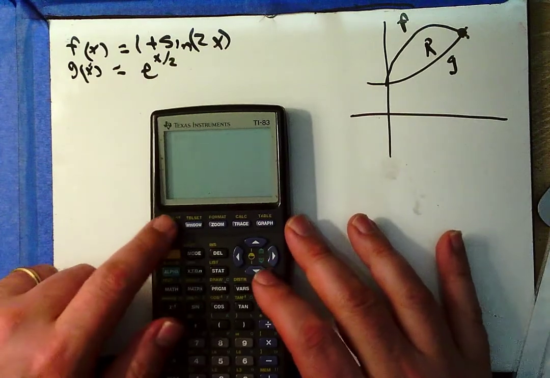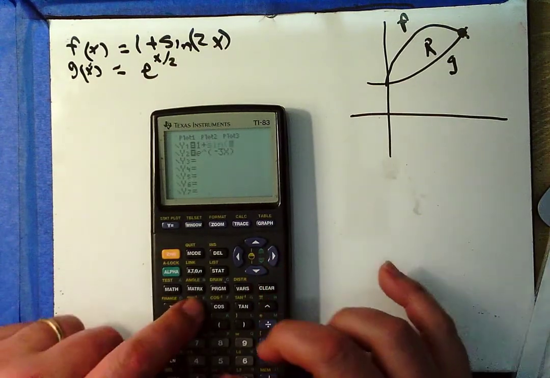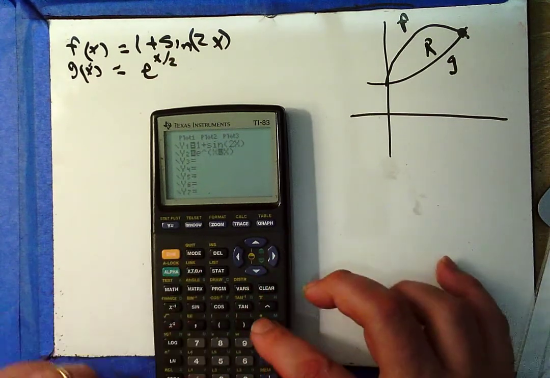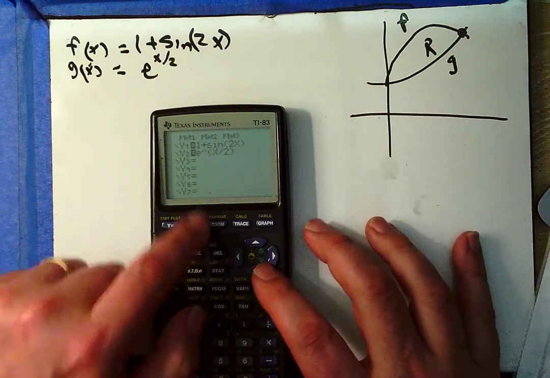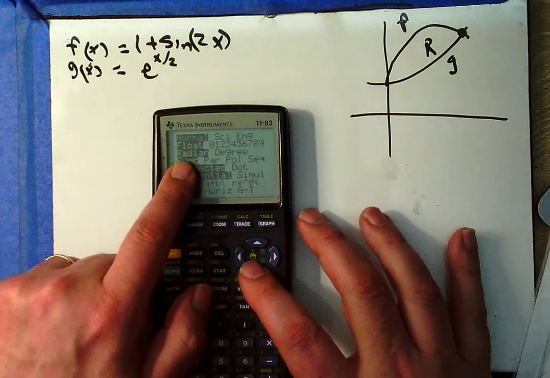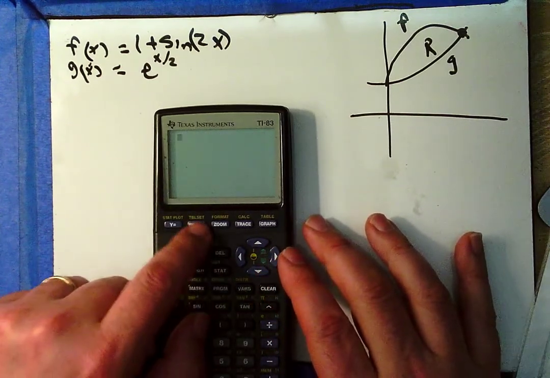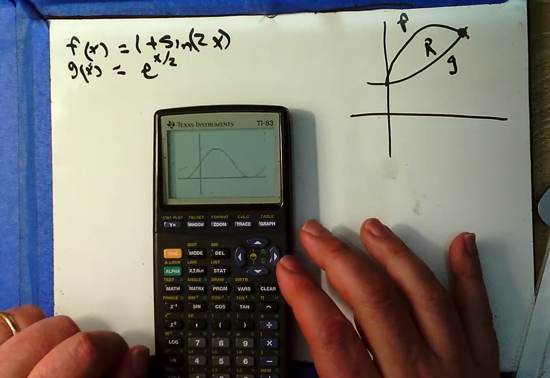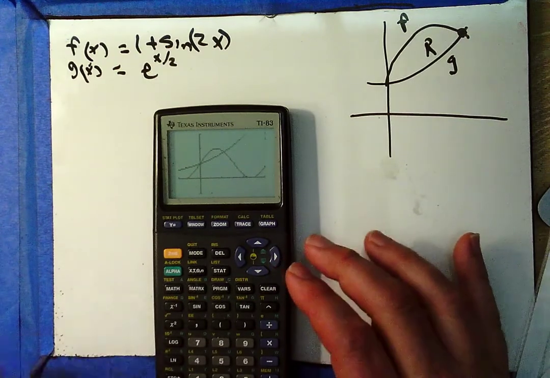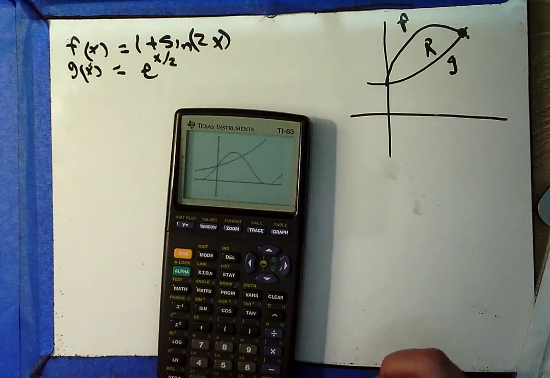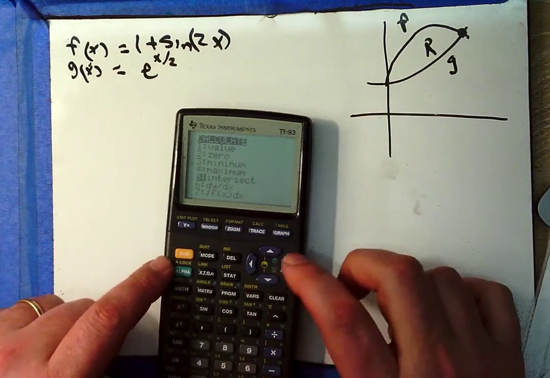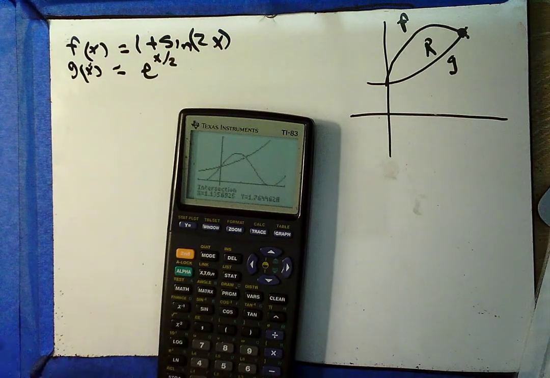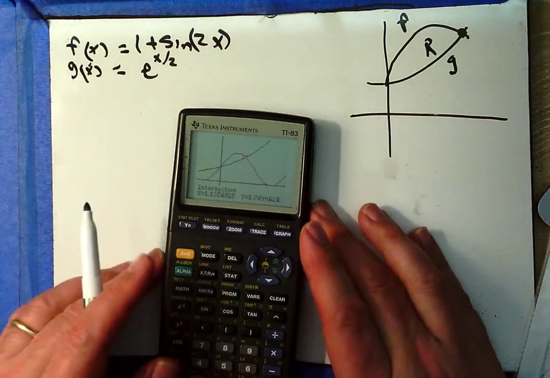So if I go to graph these, I've got 1 plus sine 2x, and I've got e to the x divided by 2. Remember, because it's a trig function, you want to make sure your mode is set in radians, and then graph. And I can see this region here is the same as this region here. I might as well, since I have this, do second calculate intersect.